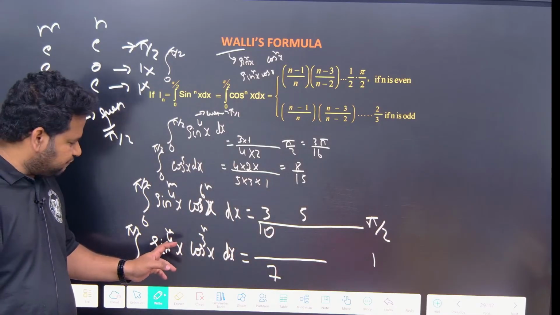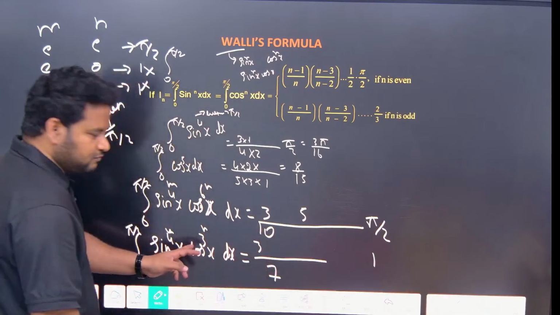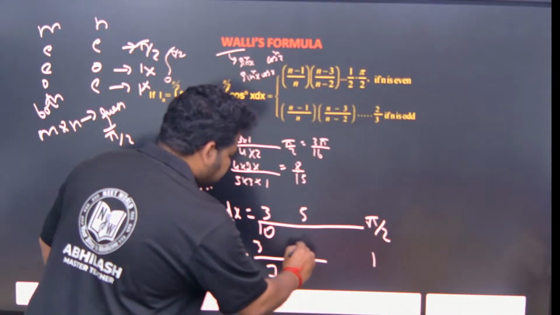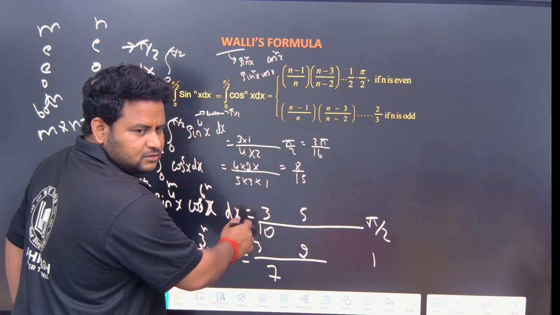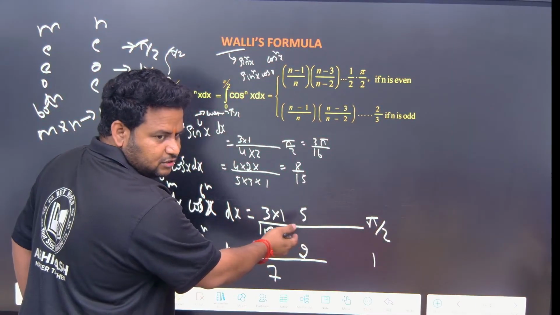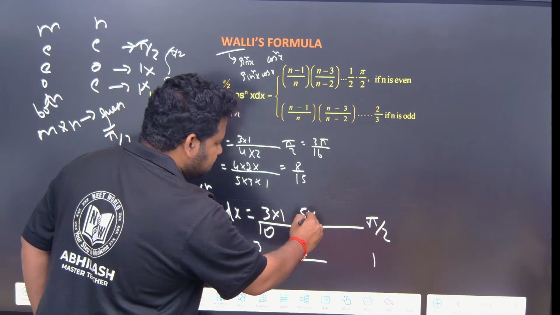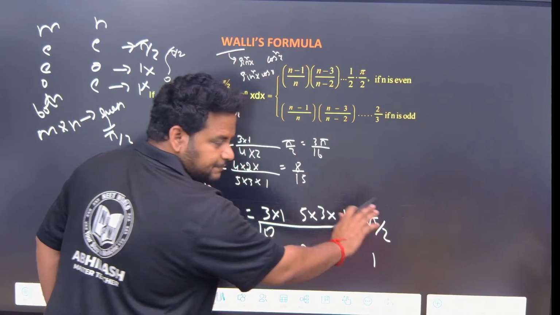Always, 4 means 1 less than this is 3. Here 3 means 1 less than this is 2. So 3 into, subtract by 2 values: 3 minus 2 is 1, that's all. Further you cannot do, it will become 0. 5 minus, subtract by 2 values, 3. 3 minus 2 is 1. Keep it as it is.